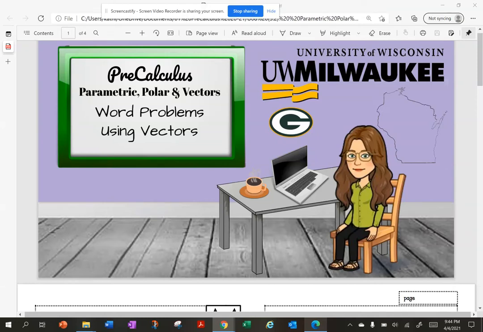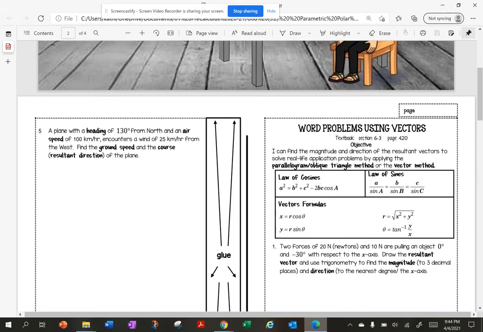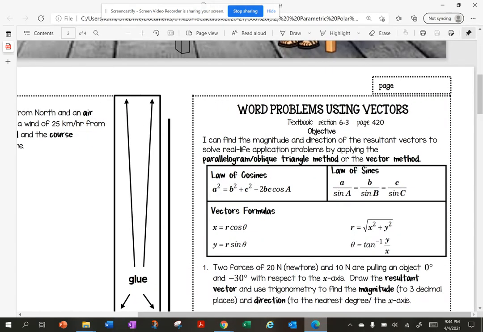Today's lesson is word problems using vectors. My learning objective is I can find the magnitude and direction of the resultant vectors to solve real-life application problems by applying the parallelogram or oblique triangle method or the vector method.